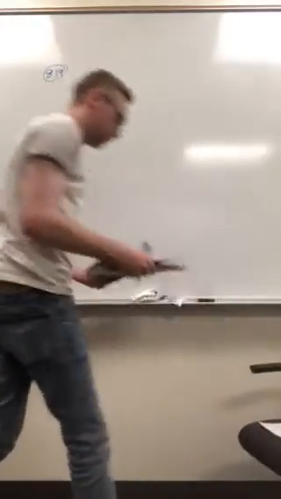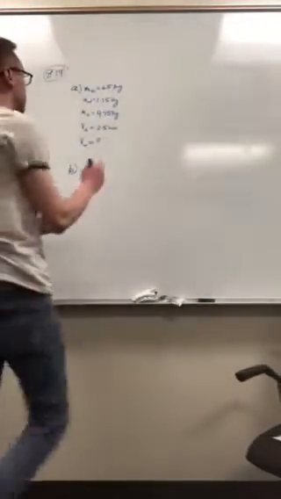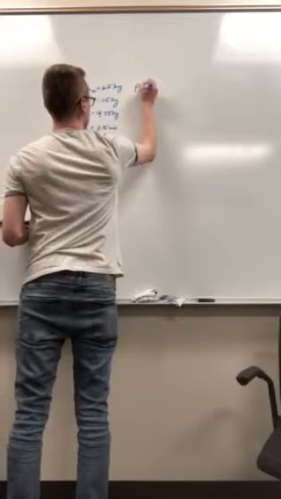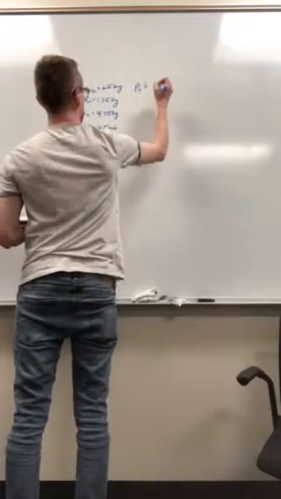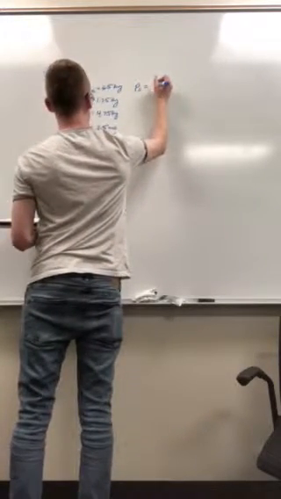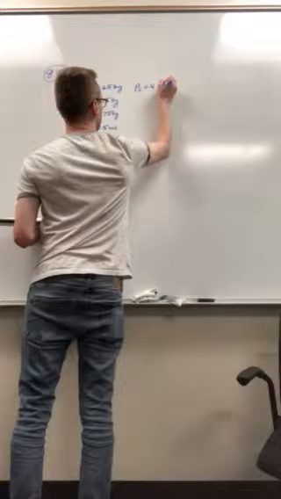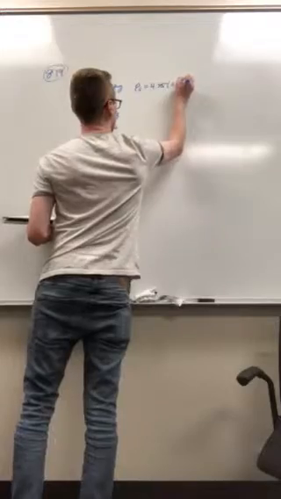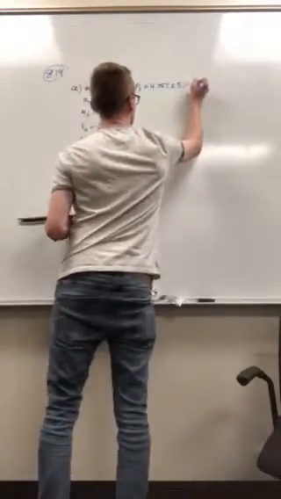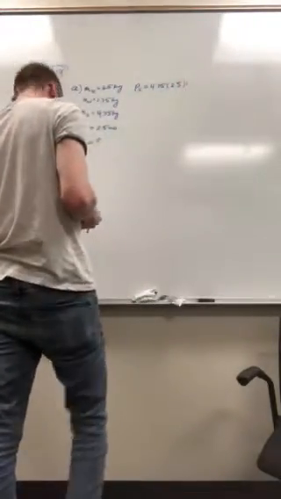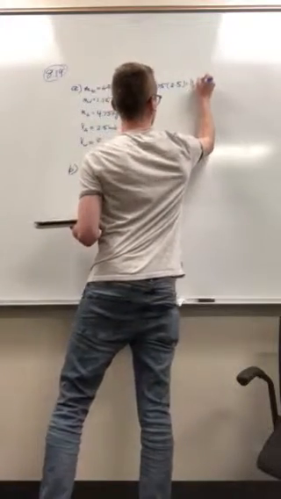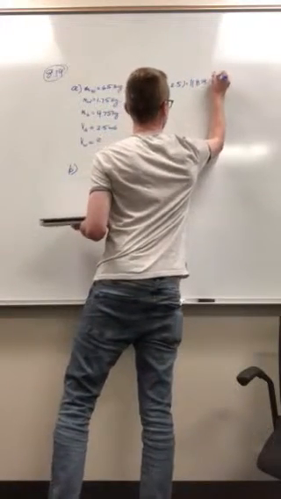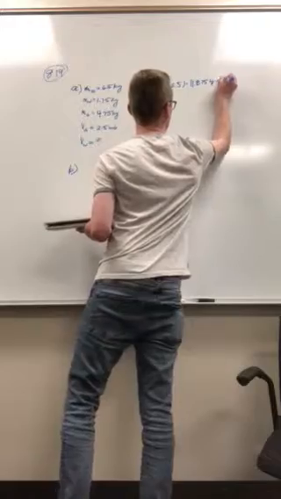So we'll start off with the momentum of the squid. P squid equals mass times velocity, which equals 4.75 times 2.5 meters per second. And that gives us 11.875 kilogram meters per second.